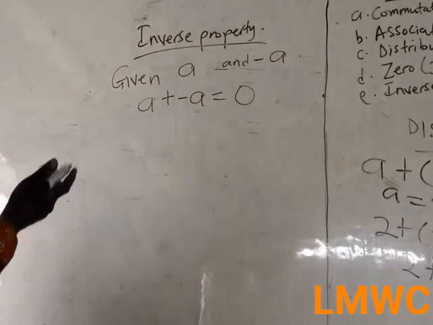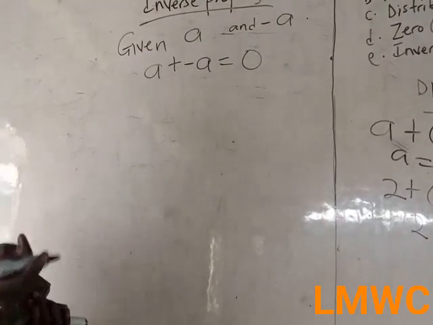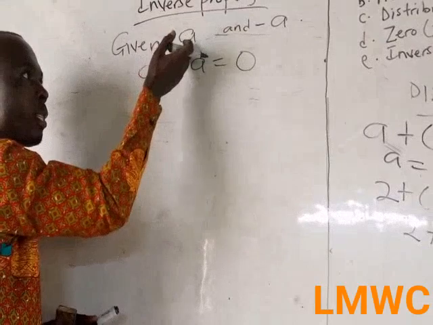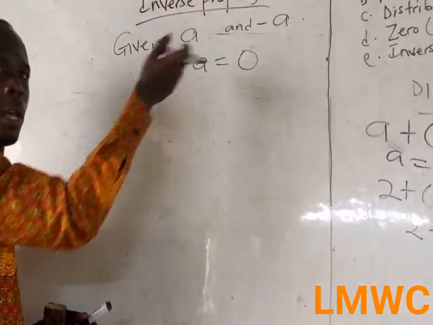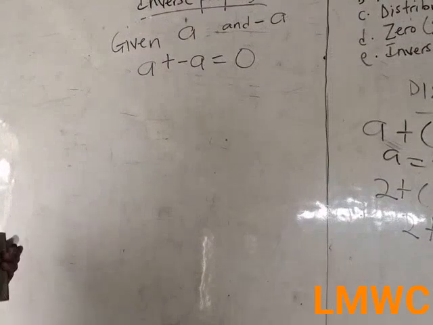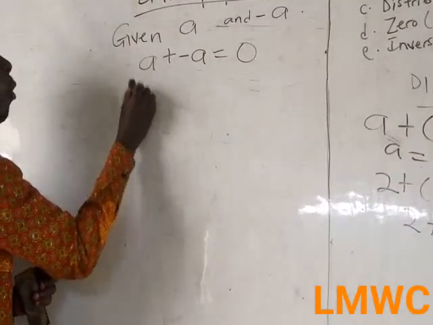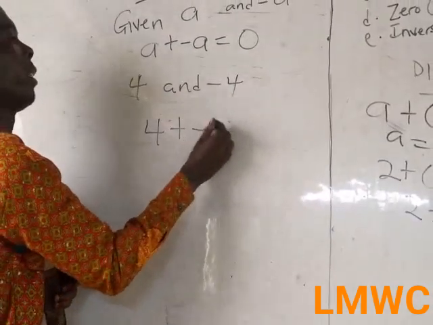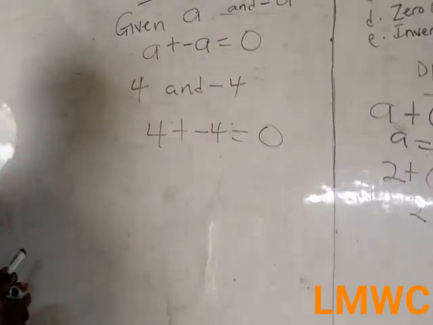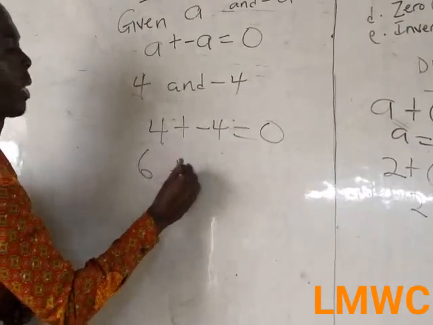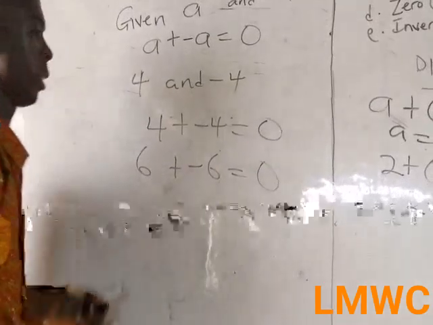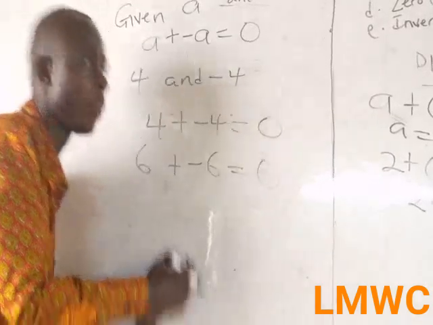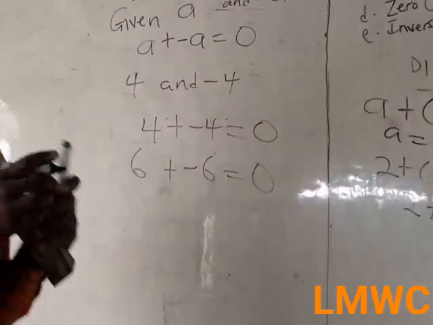0. So for inverse property always is the same integers, but one is positive and one is negative, and once you add them up, you must get 0. If I give you 4 and negative 4, it becomes 4 plus negative 4. We are getting what? 0. 6 plus negative 6 is what? 0. They are the same integers, but one is positive and one is what? Negative integer. And once you sum them up, you will get 0.